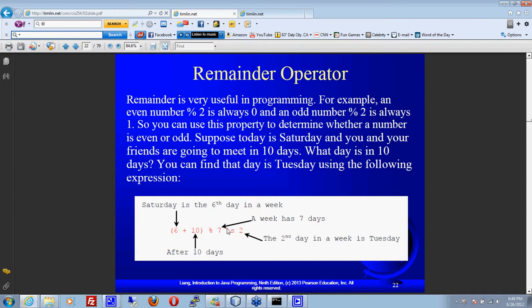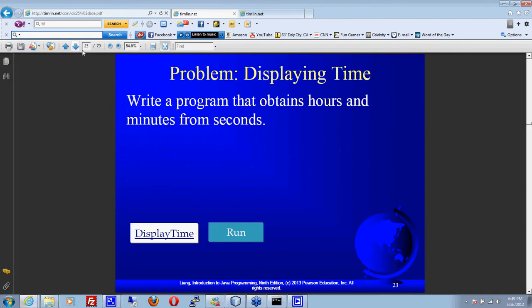So this gives another example here. If we were to take 6 plus 10, which would be 16, divide by 7, 7 would go in evenly twice, 14, and then the remainder would be 2. So that's kind of helpful if you just want to know what the remainder is. It's also helpful to find out if it's an even or odd number, because an even number divided by 2 has no remainder ever. So it can be useful for that. We're going to look at a time example in a minute.